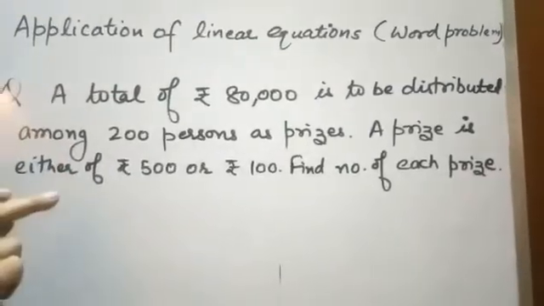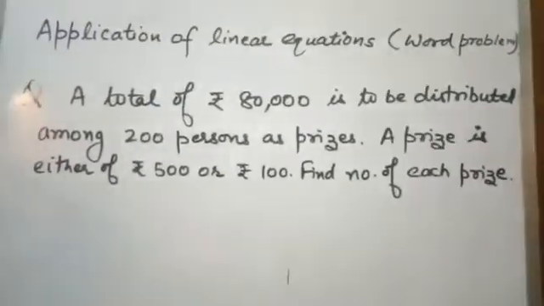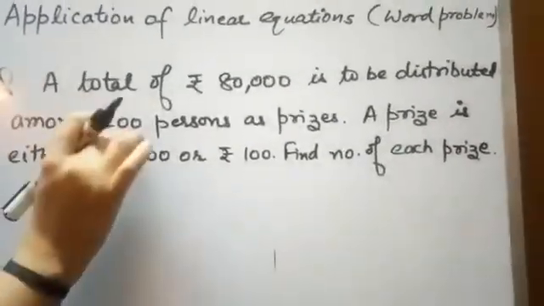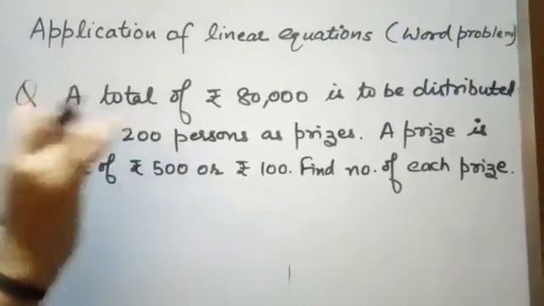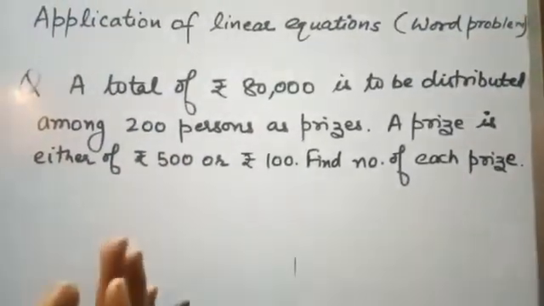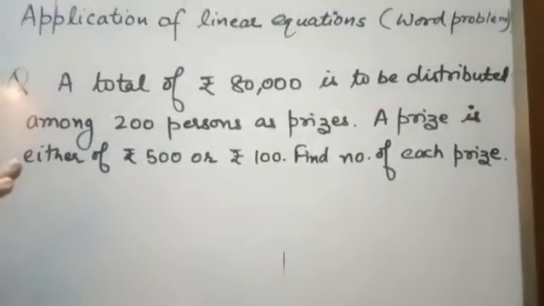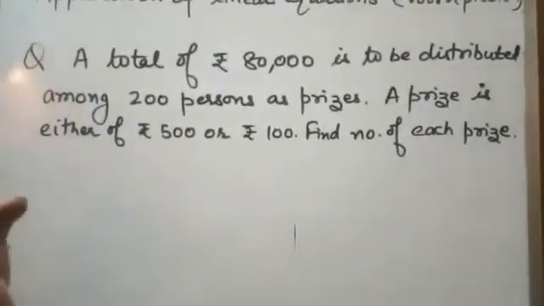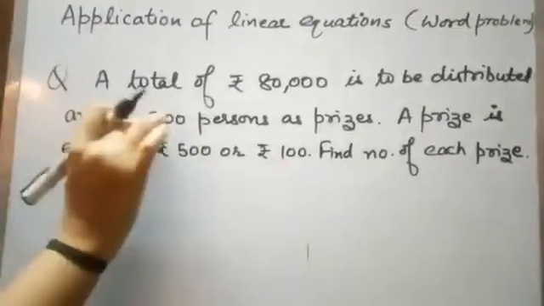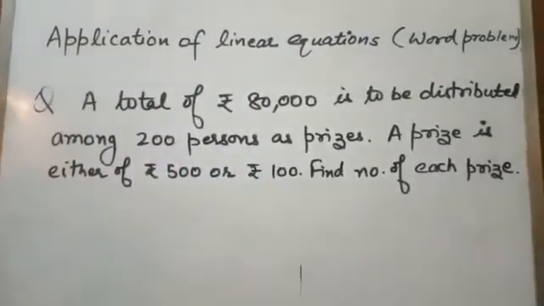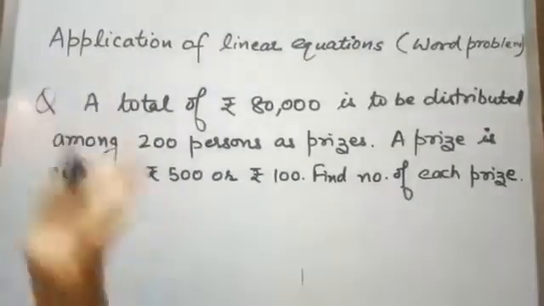Now the total money is given to us, that is 80,000 rupees to be spent, and how many prizes have to be purchased? 200, because the number of persons getting prizes is 200. Now we are having two categories. No relation is given, only the total number of prizes is given to us. Total prizes to be bought: 200.